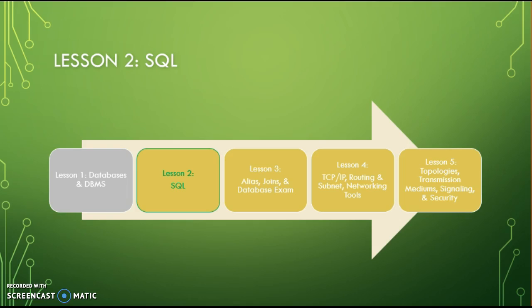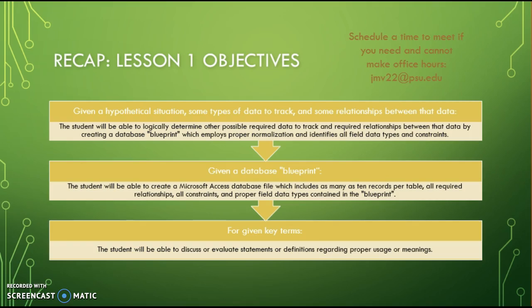Now just to recap, you should be able to build a database blueprint using proper normalization and be able to identify field data types and their constraints. That's in assignment 1. And then also create a database file and indicate all required relationships, constraints, and proper field data types outlined in a blueprint. That would be assignment 2. And then finally, understand proper terminology and their meanings relative to databases. And so that's in your no-risk quizzes and then also wrapped up in your lesson 1 quiz.